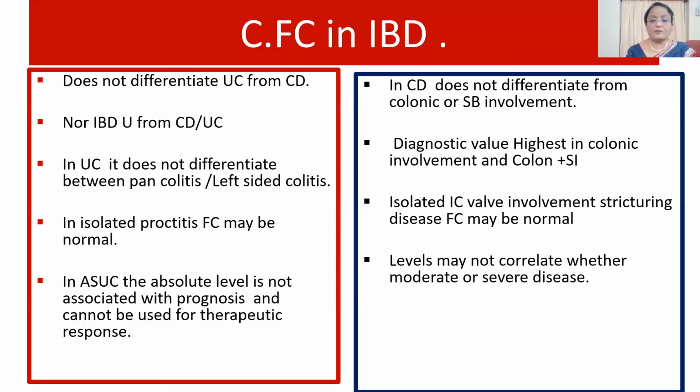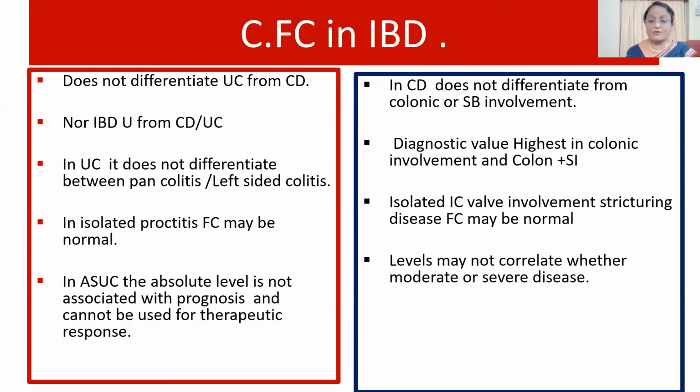And in IBD, what are the pitfalls? It does not differentiate ulcerative colitis from CD, nor does it help you differentiate IBD-U from CD or UC. In UC, it does not help us differentiate between pancolitis or left-sided colitis. In isolated proctitis, fecal calprotectin may be normal. In acute severe ulcerative colitis, the absolute level is not associated with prognosis and cannot be used for therapeutic response. In Crohn's disease, it does not differentiate colonic from small bowel involvement.